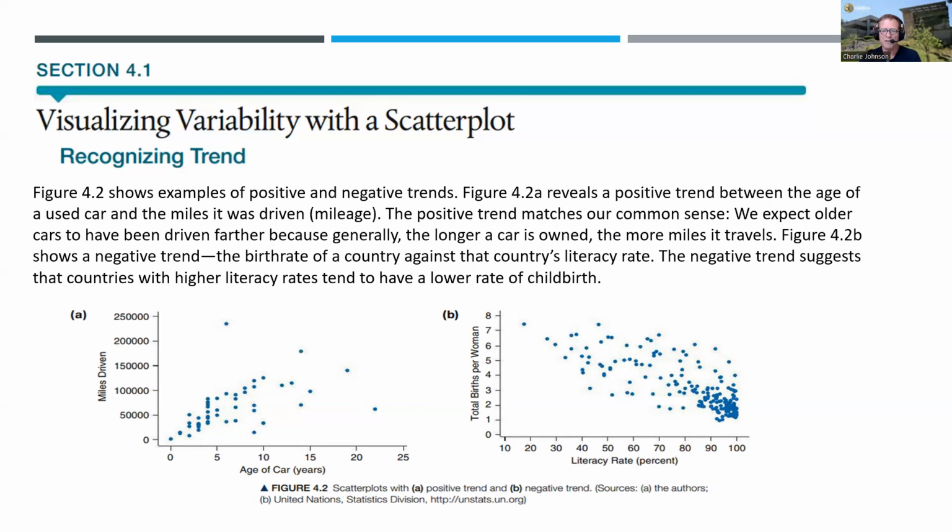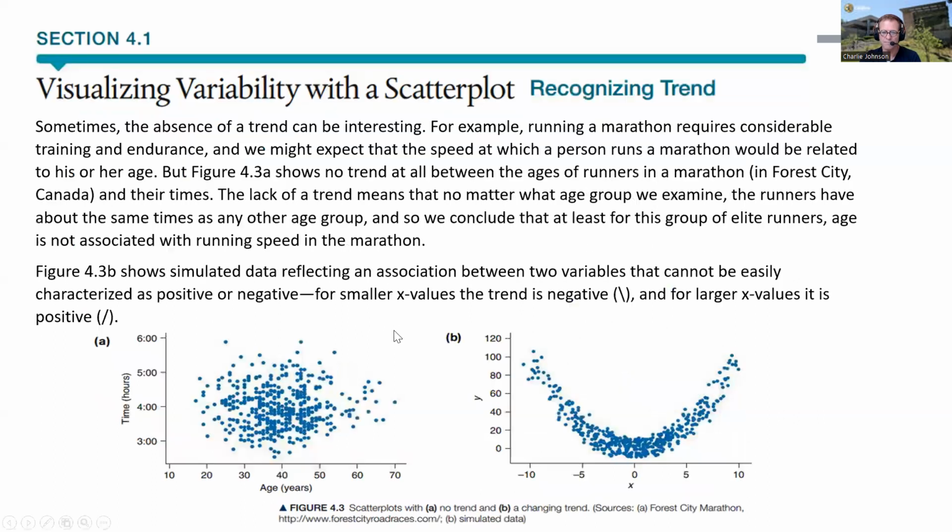Figure 4.2b on the lower right shows a negative trend, which is the birth rate of a country against the country's literacy rate. The negative trend suggests that countries with higher literacy rates tend to have a lower rate of childbirth.